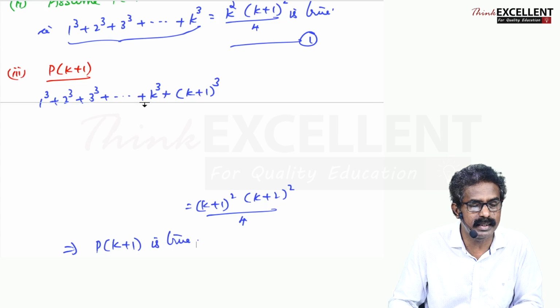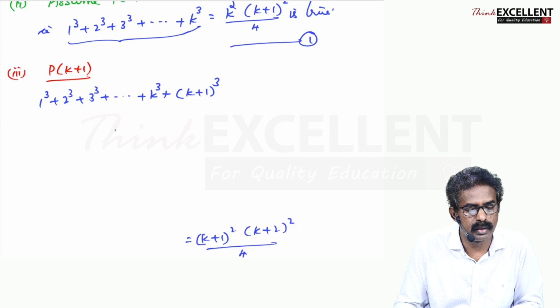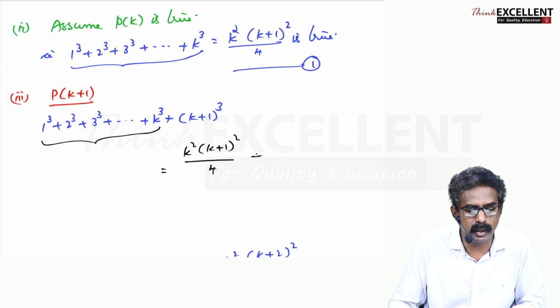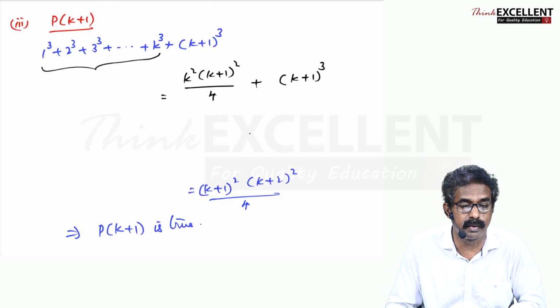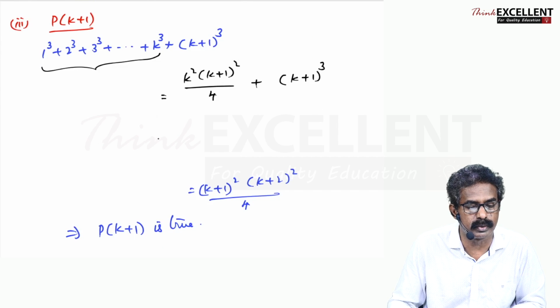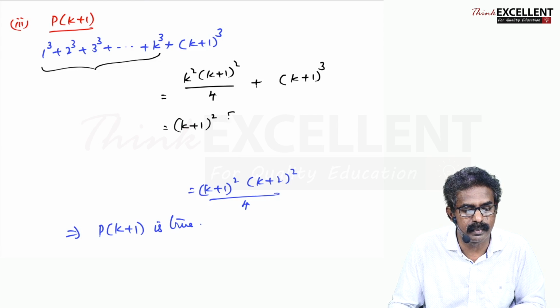Now please listen how to get this answer. So this is equal to, up to this, we assume the answer as k square into k plus 1 square by 4. Plus one extra term, what is that? K plus 1 cube. Now see the answer also. This is the answer you have to get. Such a way we proceed. What is common in both? K plus 1 square. Here k plus 1 square, here k plus 1 cube. You can take k plus 1 square outside, right? So I am taking k plus 1 square outside. So what's the remaining? K square by 4 plus one more k plus 1, right? K plus 1.